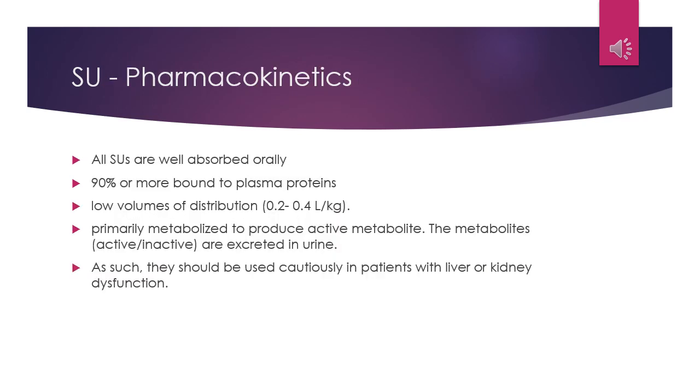Sulfonylureas are administered orally and they are absorbed well by oral route, and 90% or more bound to plasma protein. So you can understand the volume of distribution will be less. It is 0.2 to 0.4 liter per kg, and they are metabolized into active metabolite in liver and excreted in urine. So we need to administer sulfonylureas cautiously in liver or kidney patients.